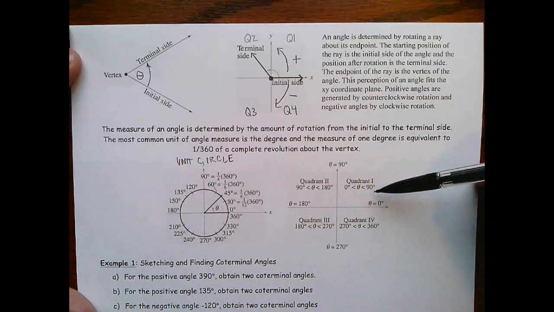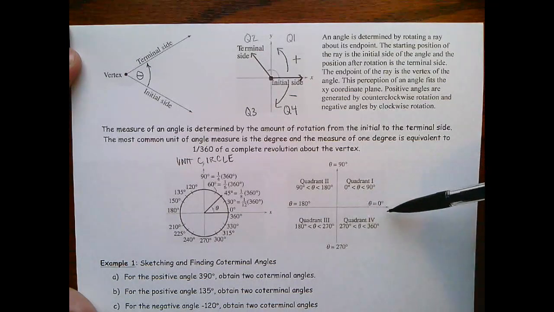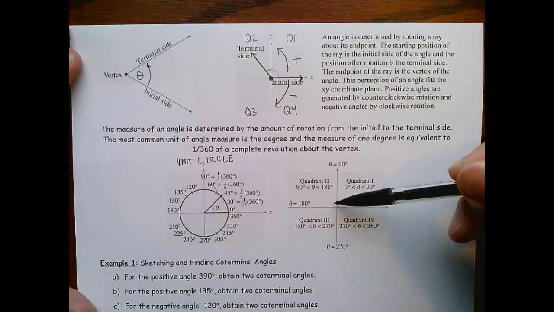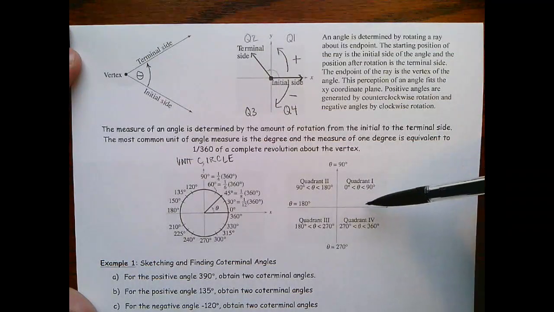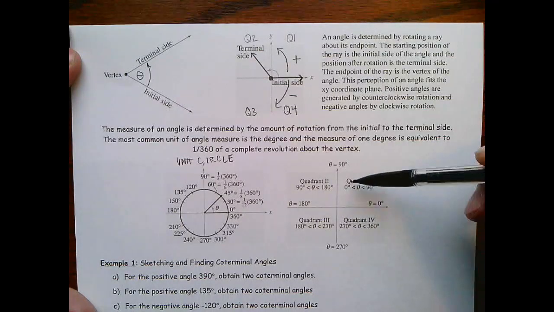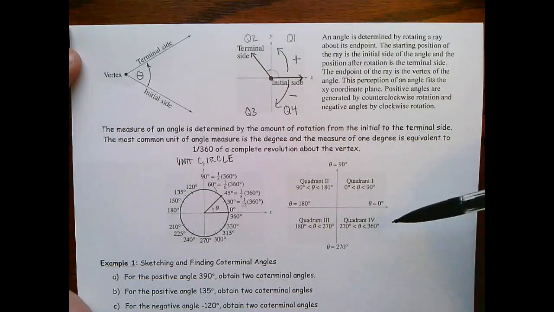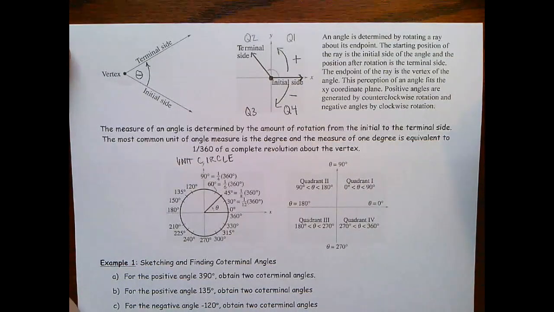Notice it's just less than, because if you're at 0, you're technically not in quadrant 1 or quadrant 4. You're on the boundary line. So that would be called the boundary line of quadrant 1 and quadrant 4. 90 degrees is not included in quadrant 1 because that would be the boundary line of quadrant 1 and quadrant 2, and so on. So hopefully it makes some sense.